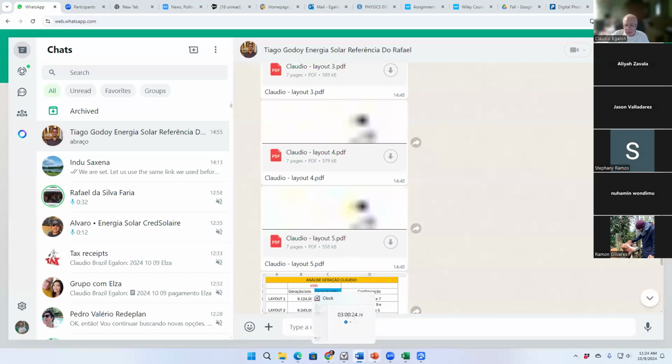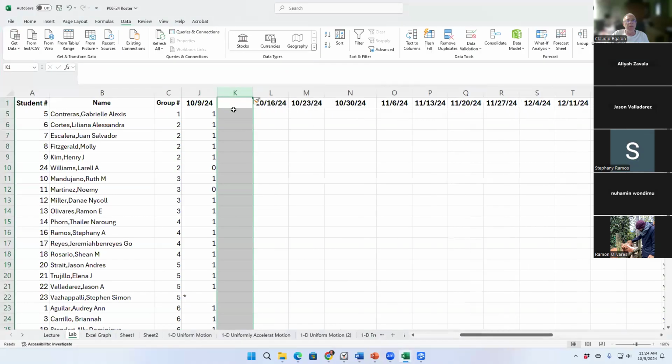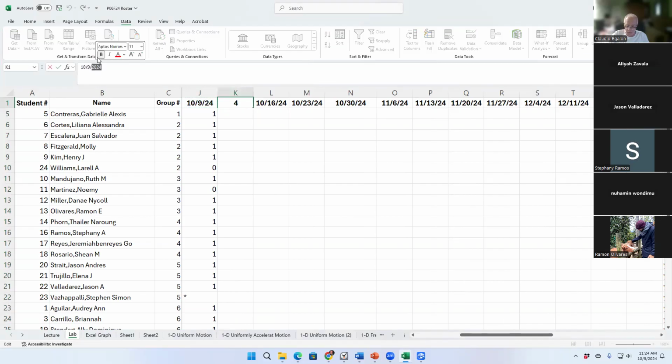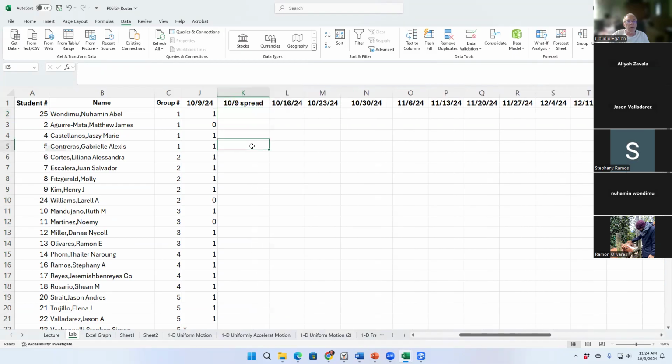So let's go through every one to make sure everybody is prepared and has everything that you need. Spreadsheet. Okay, Nohamin, Wandibu, did you get this? Did you download the spreadsheet, Nohamin? Let's see, yes, okay, good.